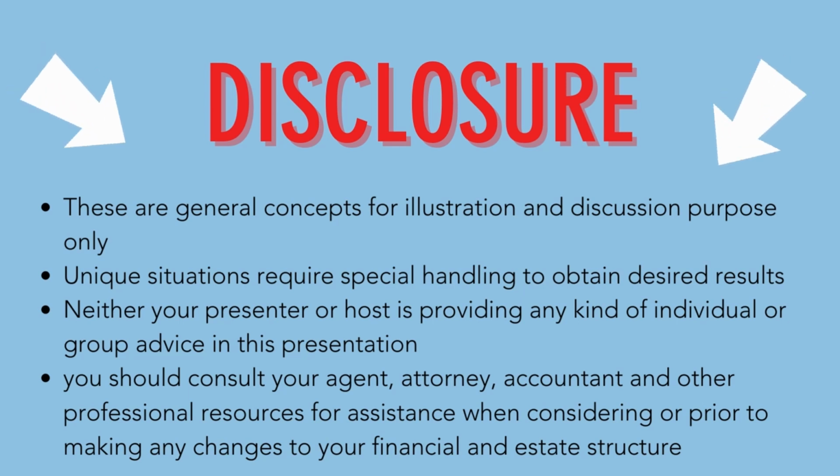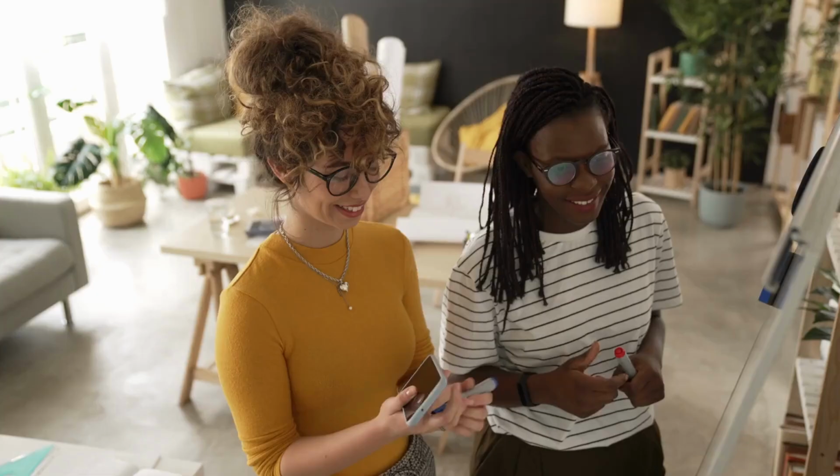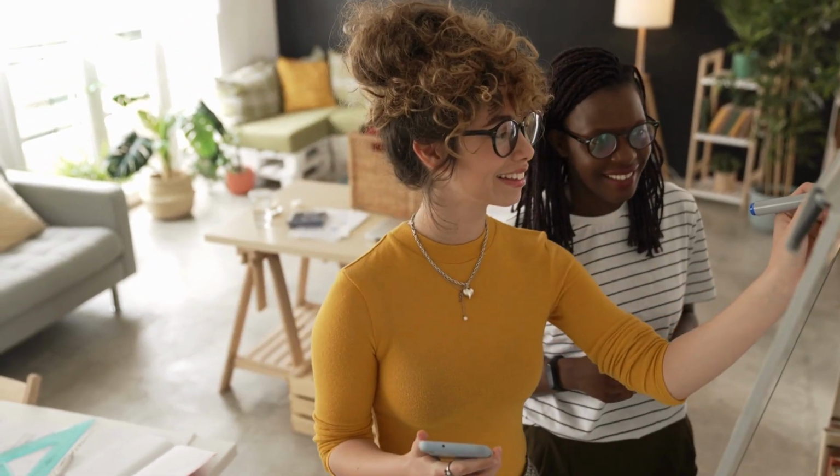This is very simple. On my Rule of 10, we're going to make a change in your business, and it can be absolutely any change in the business that is measurable. And if you don't have an exact dollar figure as we work through an exercise, then I want you to just estimate. But you're going to see what the power of 10 and the Rule of 10 come into play.